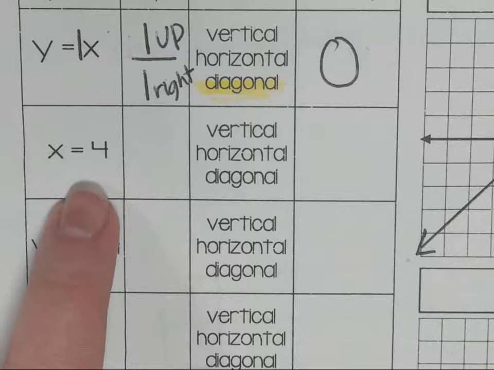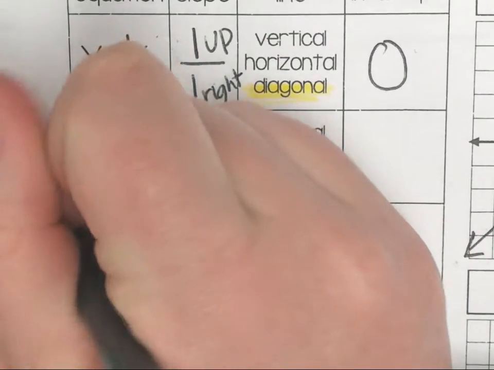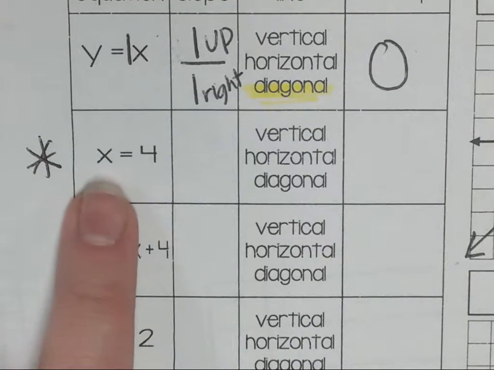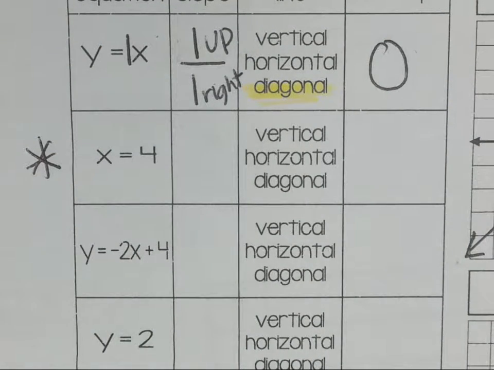Okay. Any questions about this line right here? Oh, okay. Great. This next one, x equals 4. I want y'all to go ahead and put a little star, asterisk, whatever you need to know. This one's weird. This is the weird one. Okay? There is x.